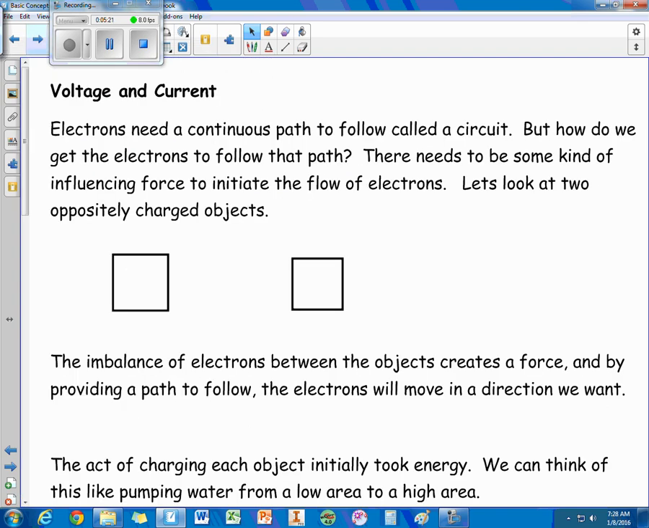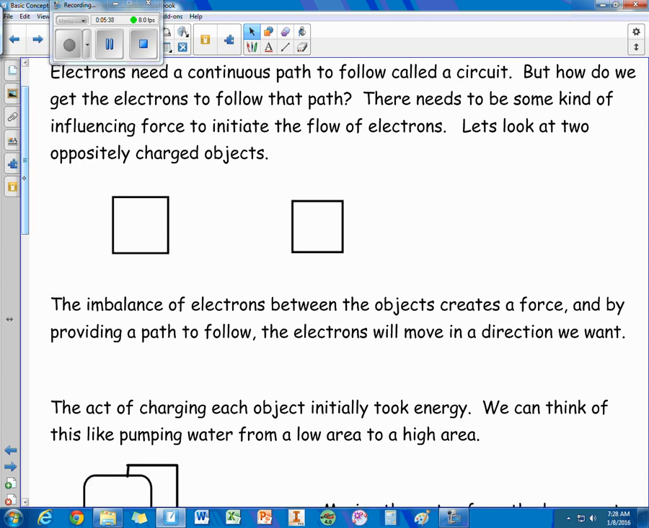So we need to talk now about voltage and current. Electrons, as I said before, need a continuous path to follow, which we call a circuit. But how do we get the electrons to follow that path? There needs to be some kind of influencing force to initiate that flow. We need to have some sort of force to push those electrons through the wire.